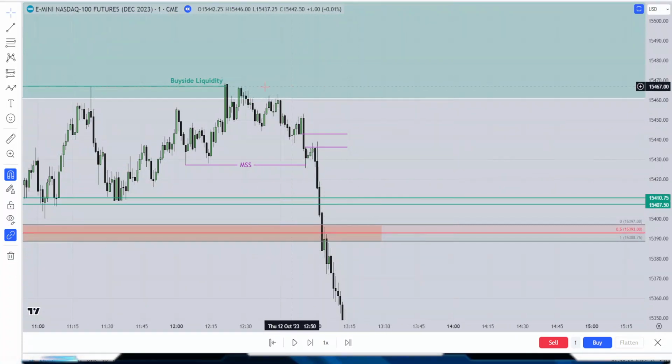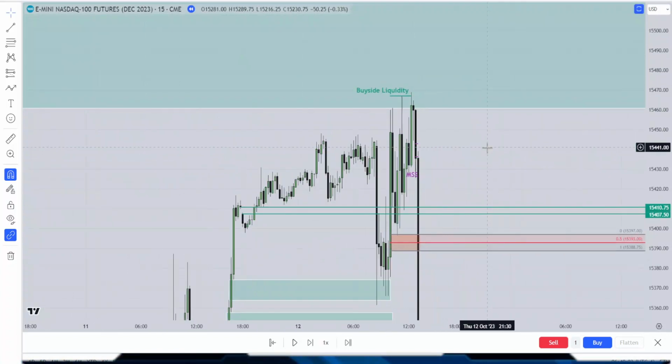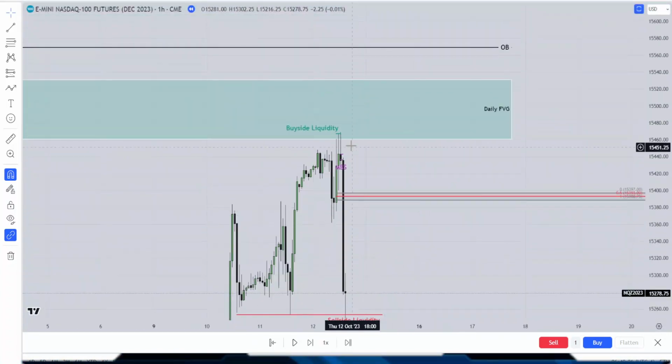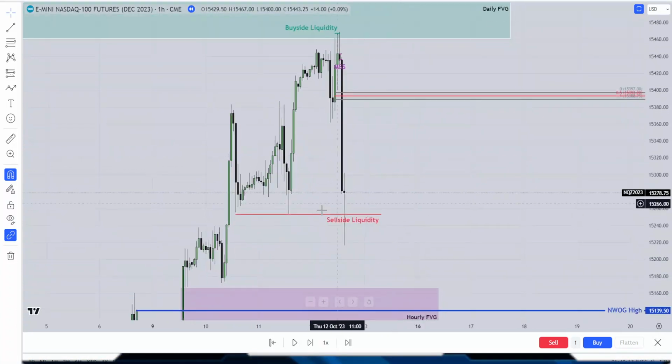fair value gap. Okay, this is the daily fair value gap low. If you look at the 1 hour chart, you see nobody even closed above. This whole week is telling you that we don't want to go above, we want to go lower. This is our sell side liquidity, we would like to go and take the sell side liquidity. That is our target. Okay, so this is the theory.